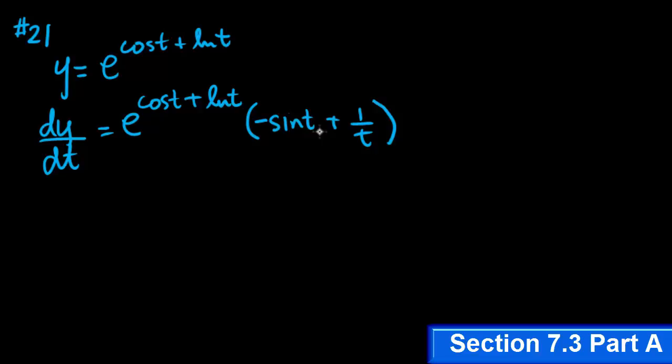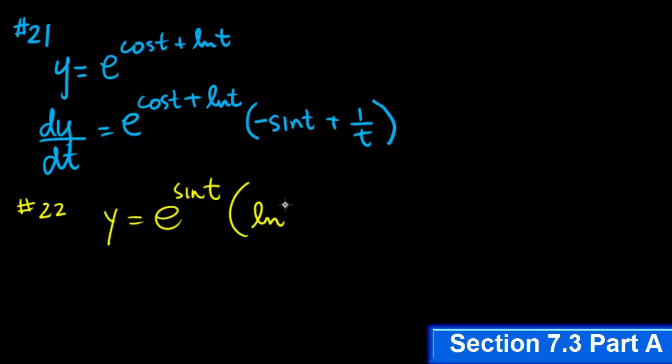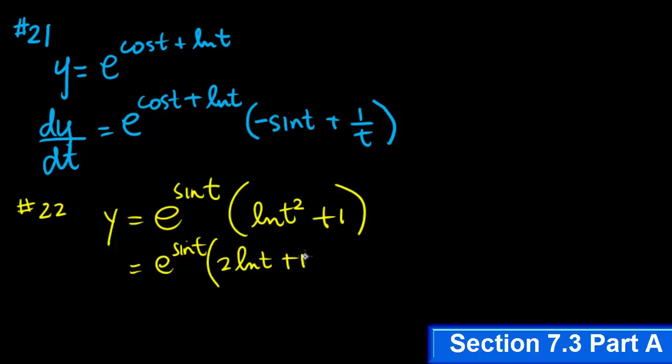Okay, how about number 22? Let's do number 22. y is equal to e to the sine t multiplied by the natural log of t squared plus 1. Again, if I have a natural log, I'm more likely to simplify that to make life easier. So this is going to be e to the sine t times, by the power rule on natural log, 2 times the natural log of t plus 1.